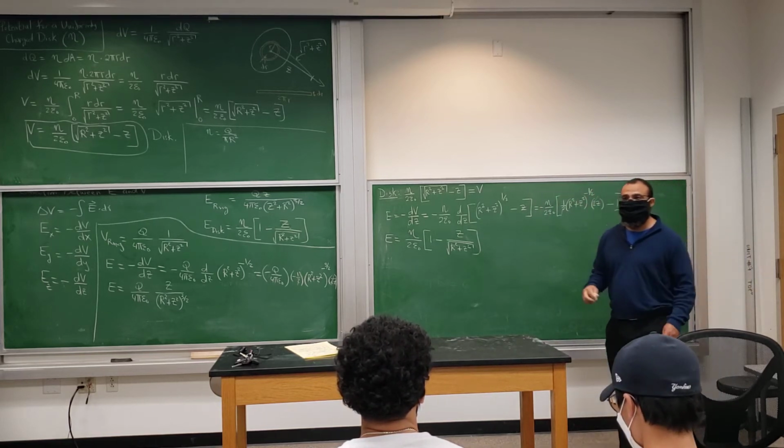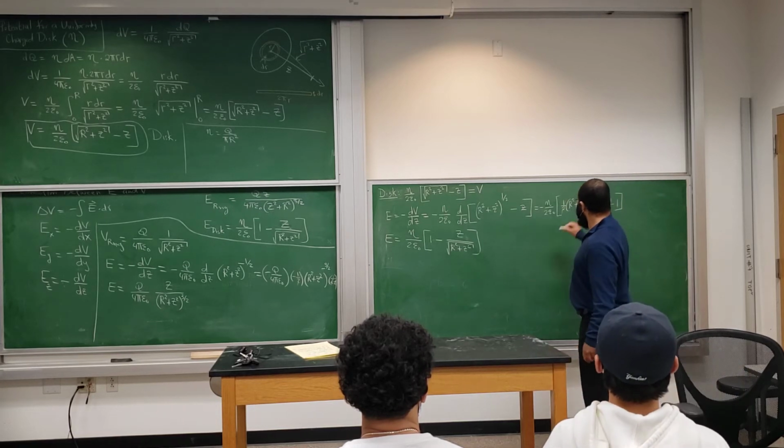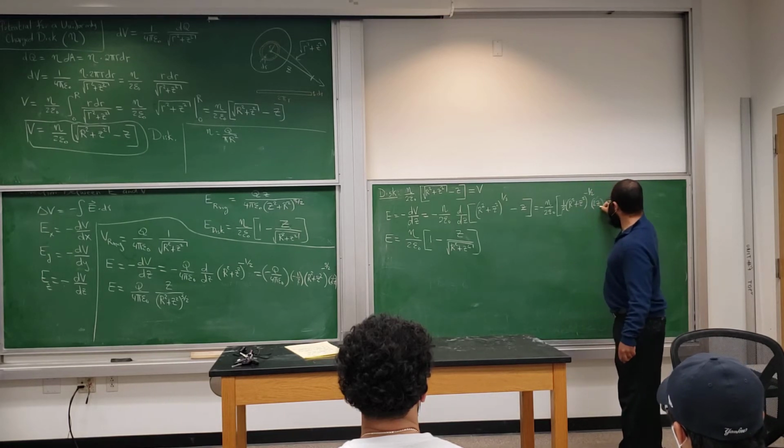Yes. What's the parentheses after the to the negative 1/2 power? There's like another parentheses. This one? Yeah. 2Z. 2 times.